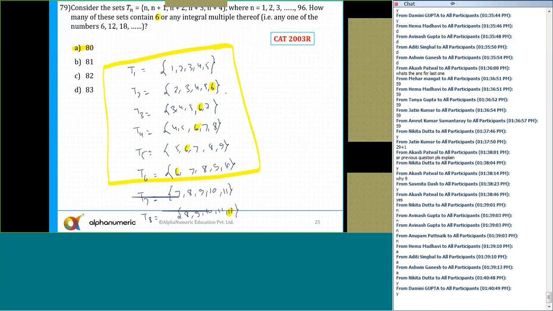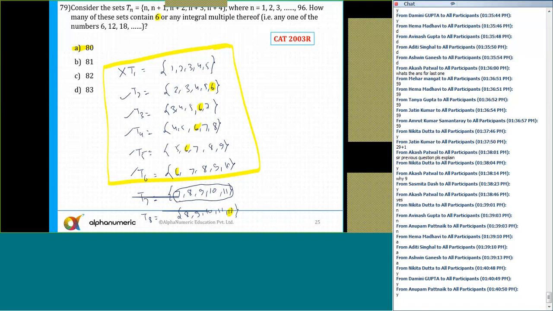Like in sets T2, T3, T4, T5, T6, one of the elements is a multiple of 6. But in T1, there is no number which is a multiple of 6. Same thing in 7, 8, 9, 10, 11. None of the numbers is a multiple of 6. But after that, 12 is the start. And can I say in the rest, in 5 consecutive sets, 12 will come.